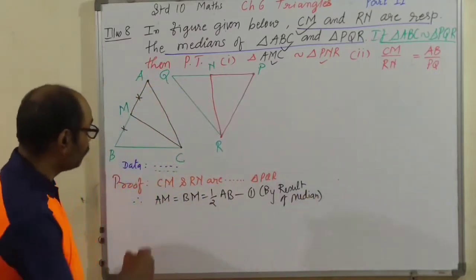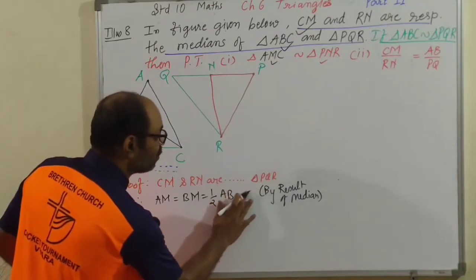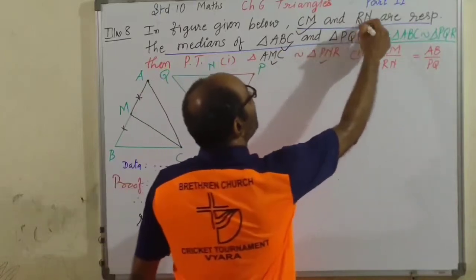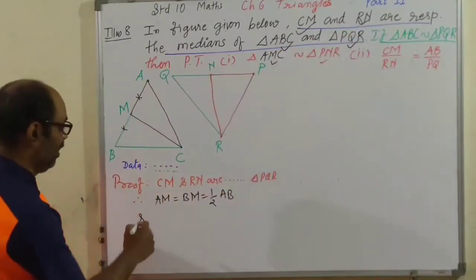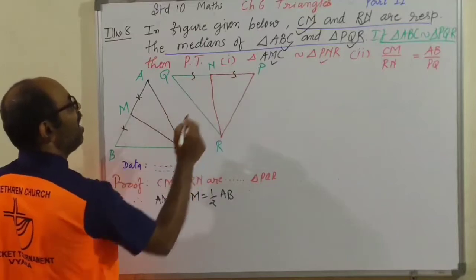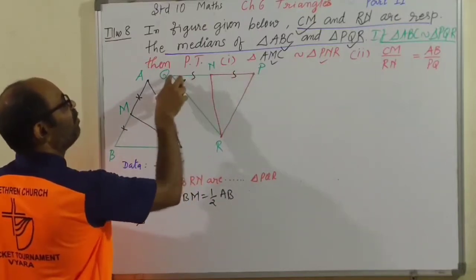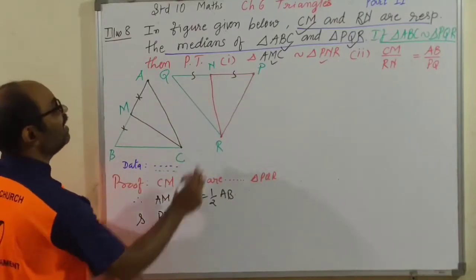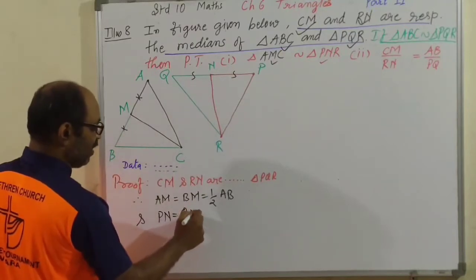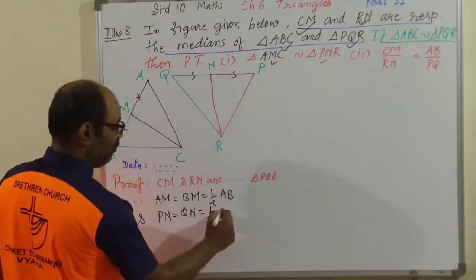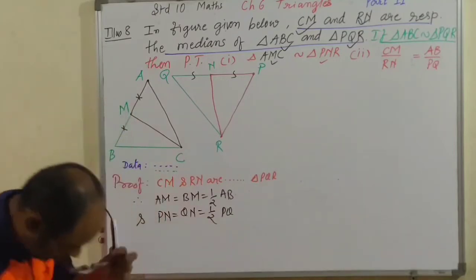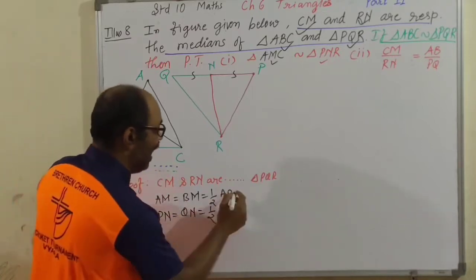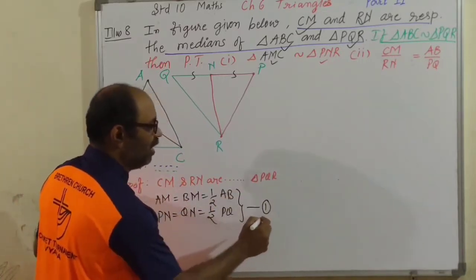Is that clear? I'll call this both because I have both in the statement. CM is median of triangle ABC and RN is median of triangle PQR. Therefore PN is equal to QN is equal to half of PQ. Alright? Got it? This combinedly, I am going to call result 1.